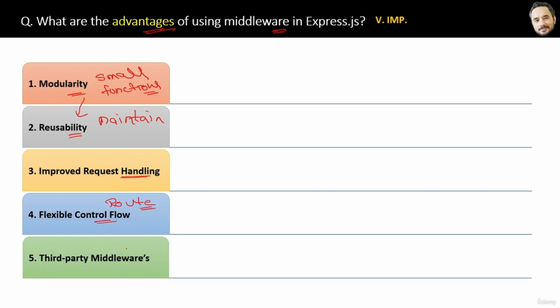Last advantage is third-party middlewares. Yes, you can use code written outside, external middleware, in order to implement different types of features, or you can simplify your application. Great. There are many more, but I think five is enough. If you can name two or three and explain them, that is enough.